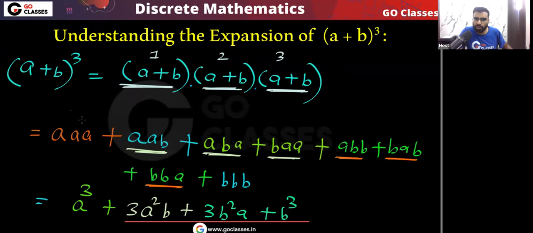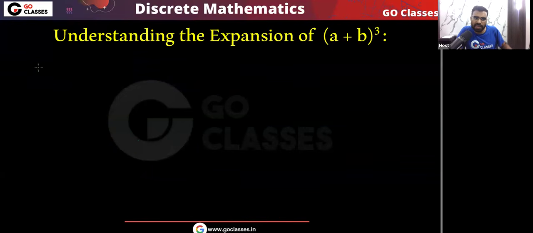Here you can see the total number of a comma b is 3 here also, because here there is no b and there are 3a. So total number of a comma b is 3. Here also total number of a comma b is 3. Total number of a comma b is 3. I hope you understood. So let's understand this a plus b power 3.